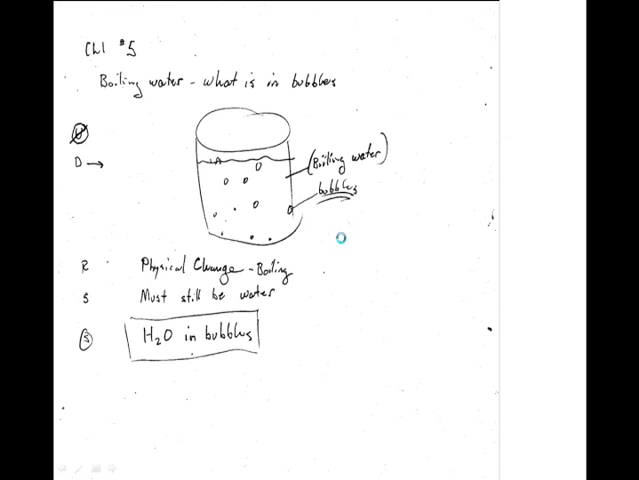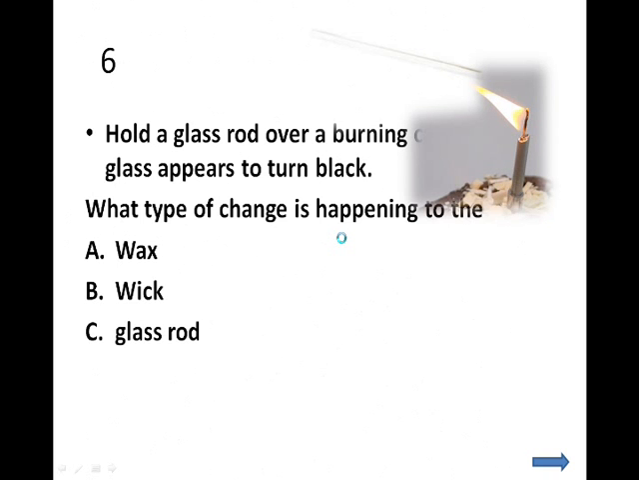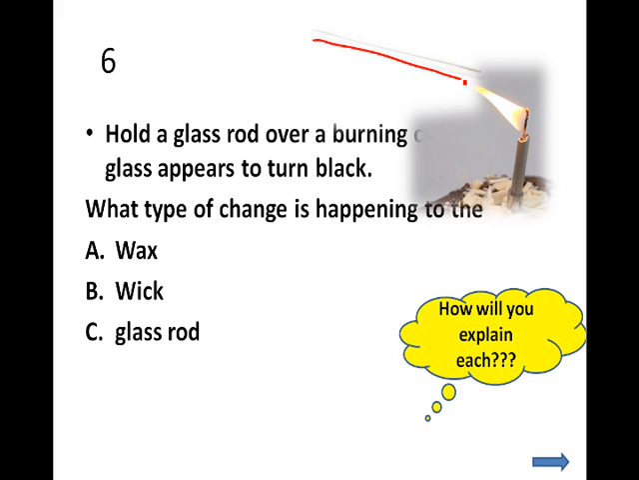Now, if you need to stop and look at any of these longer, feel free, of course, just to pause the video. Number 6, you have a glass rod. Maybe you can hardly see that here. I'll underline it. A glass rod, we're holding it in a flame, and the glass rod appears to be turning black. So what is this question really asking? And how will you explain each of these changes?